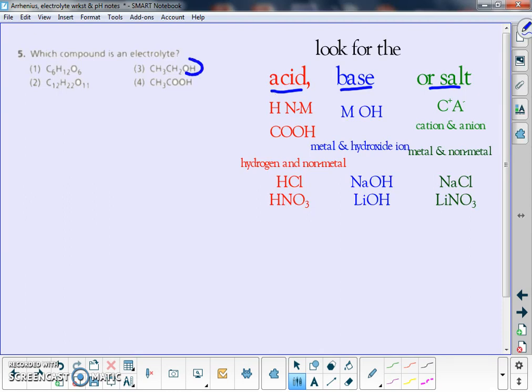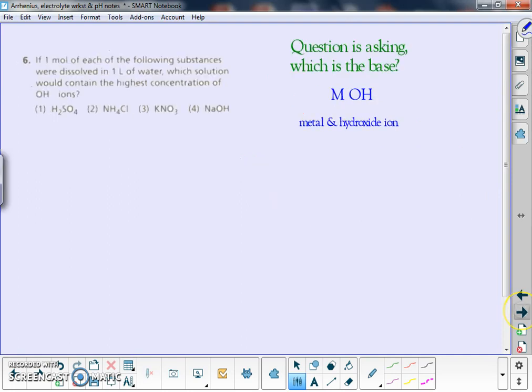You might be tempted to think, oh, there's your answer, but no, it has carbons and hydrogens, so that makes it an organic compound. That's an alcohol. Right here, the COOH, there is your acid. It's got a COOH, there's your electrolyte.